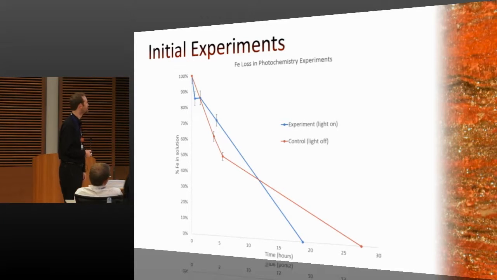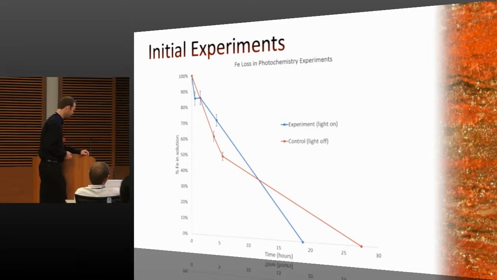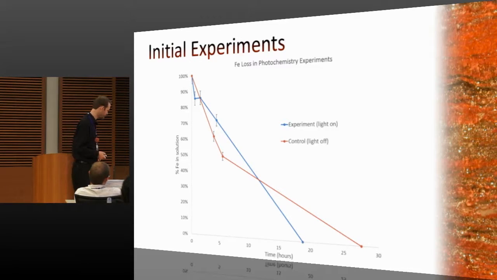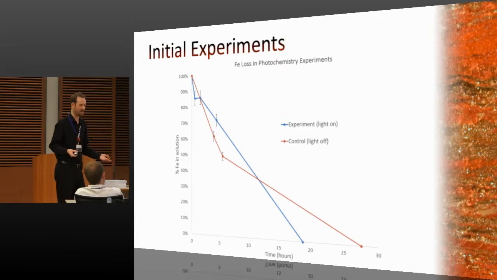The only reason why that point is out there is this was on a weekend and I wanted to sleep in, so I didn't come in as early to sample it. So basically, the dark control showed exactly as much precipitation as the experiment with the light on.